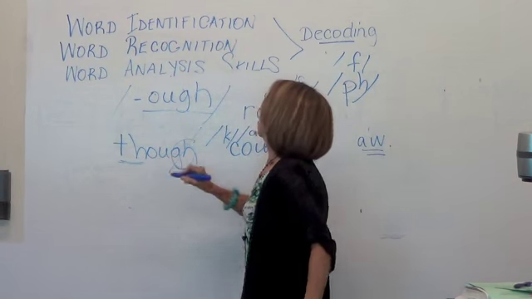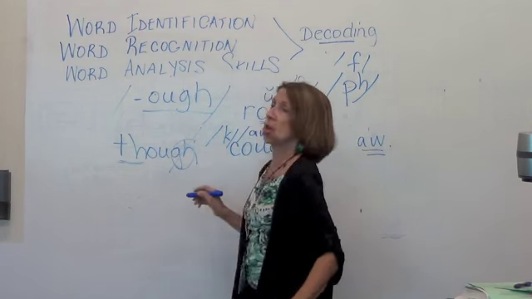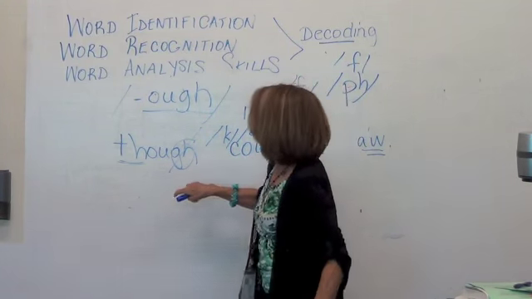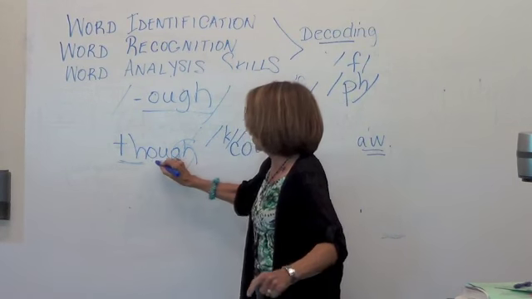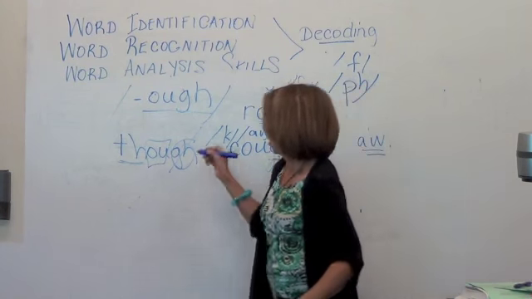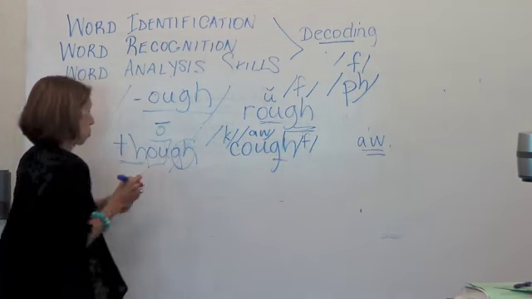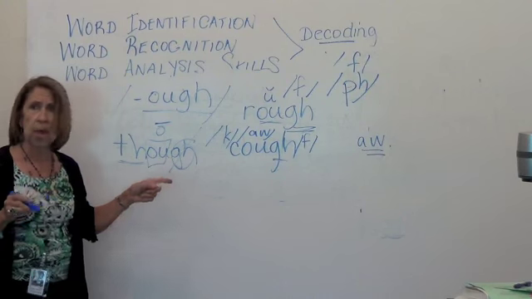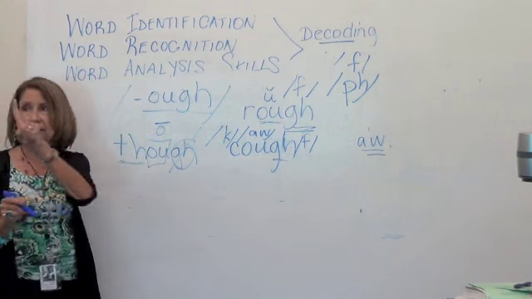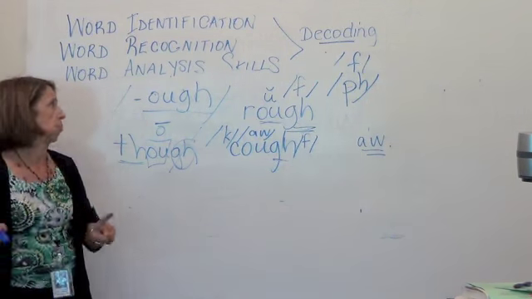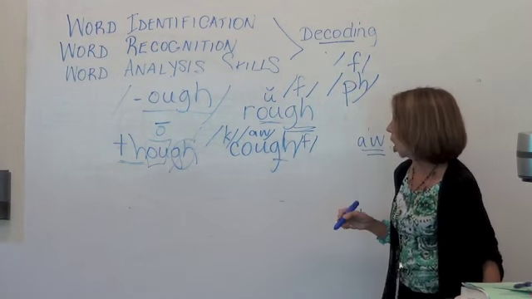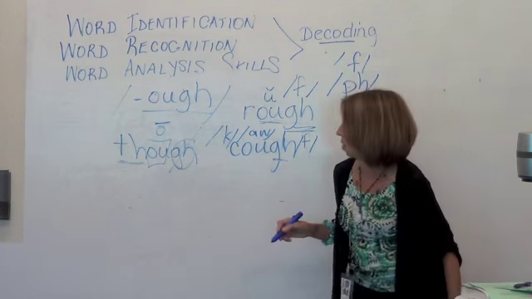So we have the word though. We don't even need the G-H. Kids are going to ask you, why do you have to have silent letters in words? To confuse you, okay? All right, so though. What sound does my O-U have in the word though? The long O. And so the O-U in the word though is a vowel digraph, two letters, one sound. Okay, so I can have the short U like in rough, the aw sound like in cough, the long O sound like in though.